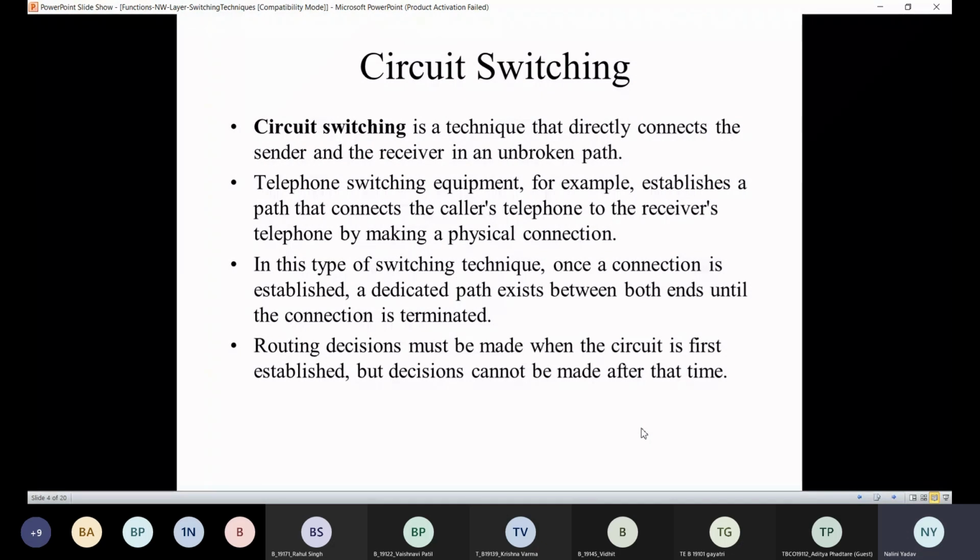So what you have to remember is that the example for circuit switching is our telephone switching equipment. We have dedicated copper cables for the telephone lines, and once the path is established in a telephone line, it is never interrupted by any other process or any other telephone call. So that is my circuit switching example.